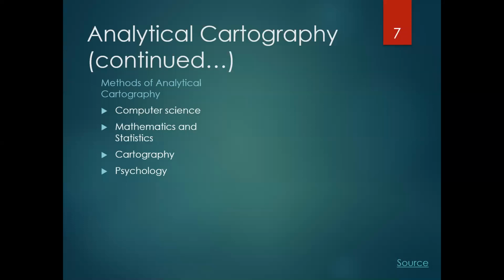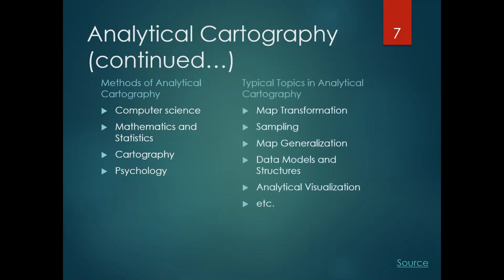Analytical cartography employs methods from different disciplines to make maps and to do spatial analysis. These methods include computer science, mathematical methods, and statistics. Cartography itself, of course, is a method, right? And also psychology, because when we're trying to design a map, we need to know what people think and how people perceive, right? That's psychology.